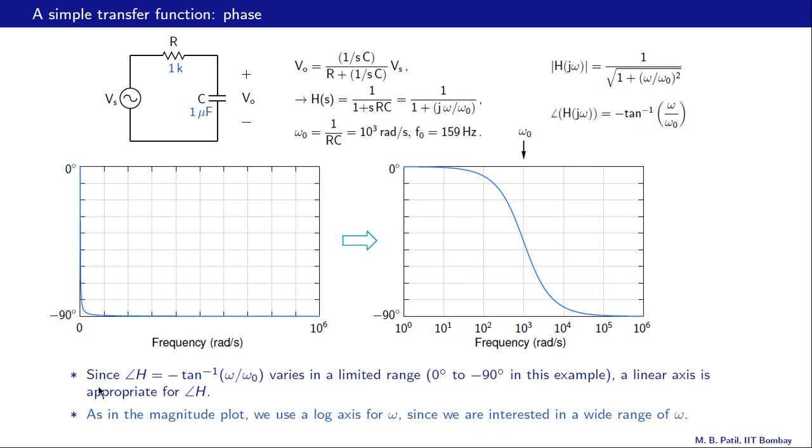To summarize, since angle h varies in a limited range, in this case from 0 degrees to minus 90 degrees, a linear axis is appropriate for the angle. And as in the magnitude plot, we use a log axis for omega since we are interested in a wide range of omega. In this case, from 10 raised to 0 to 10 raised to 6.